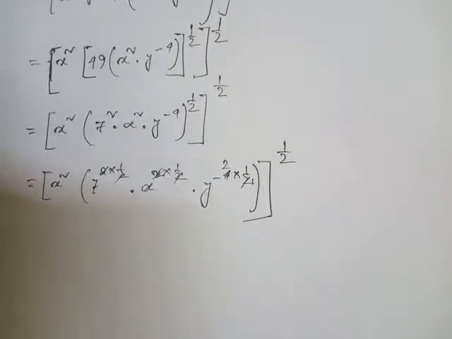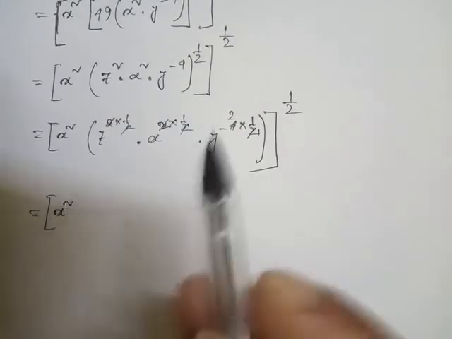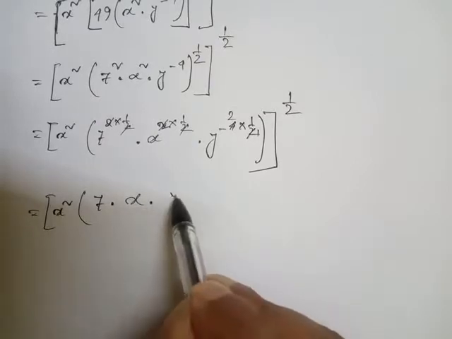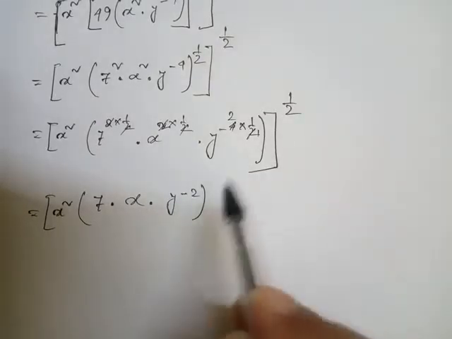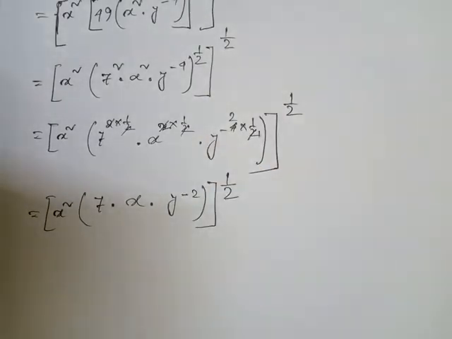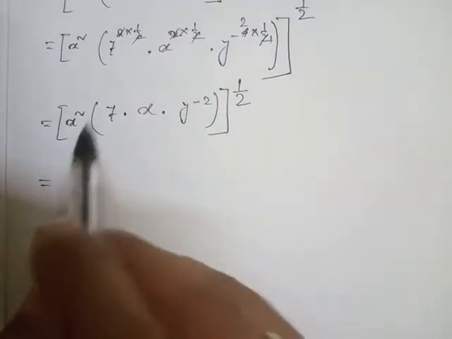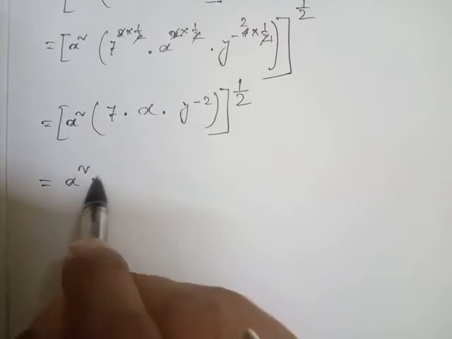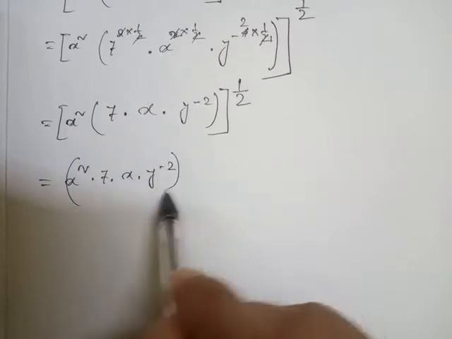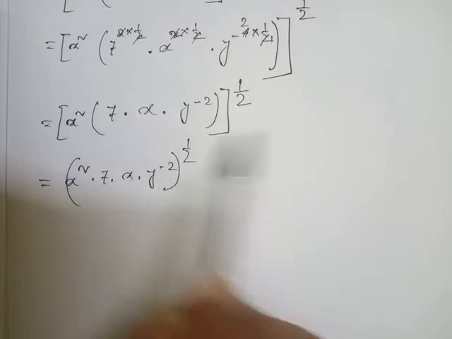Now the next step would be x square, now 7 into x into y to the power minus 2, then whole to the power half. Now this half has come here. In the next step, if I remove the bracket from here, then the answer will be x square, then 7, then x, then y to the power minus 2, and the whole thing to the power half. Since these are all in multiplication, we can remove the brackets easily.